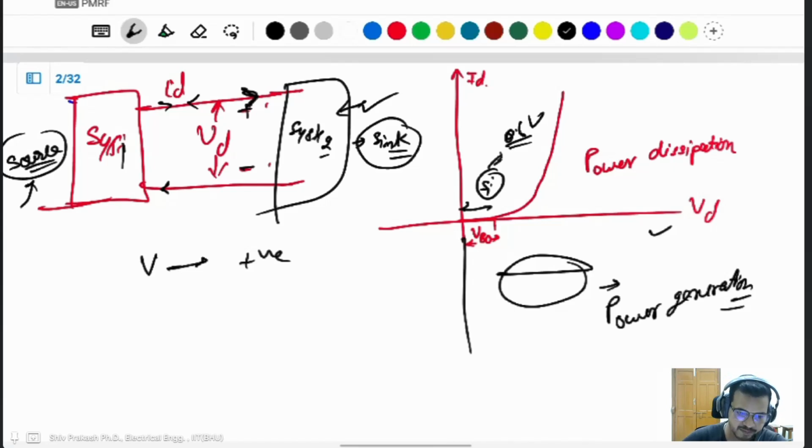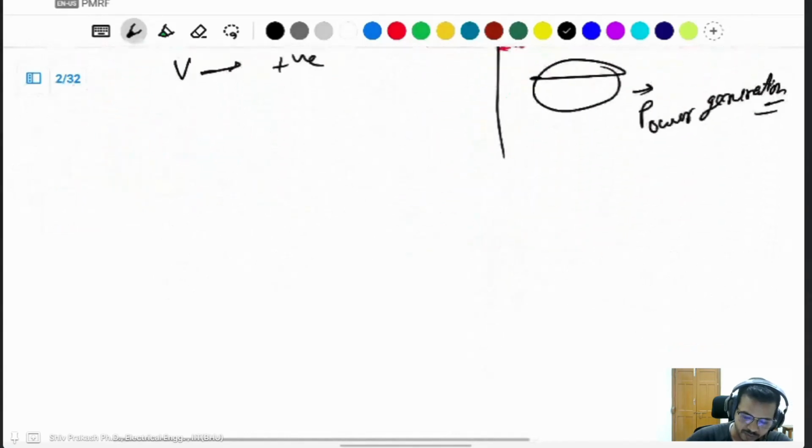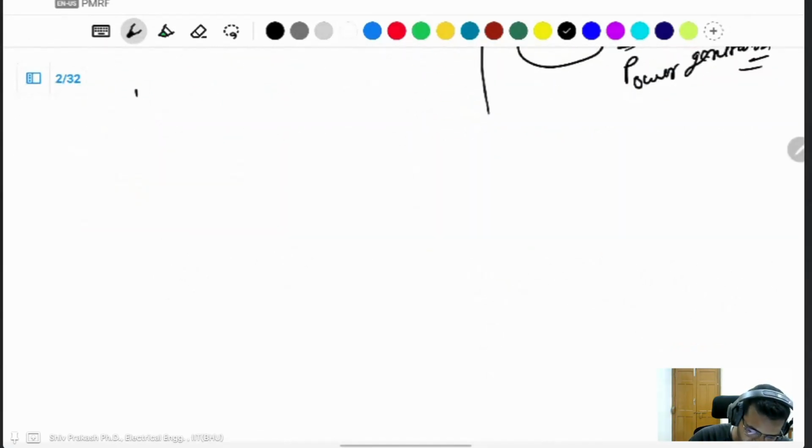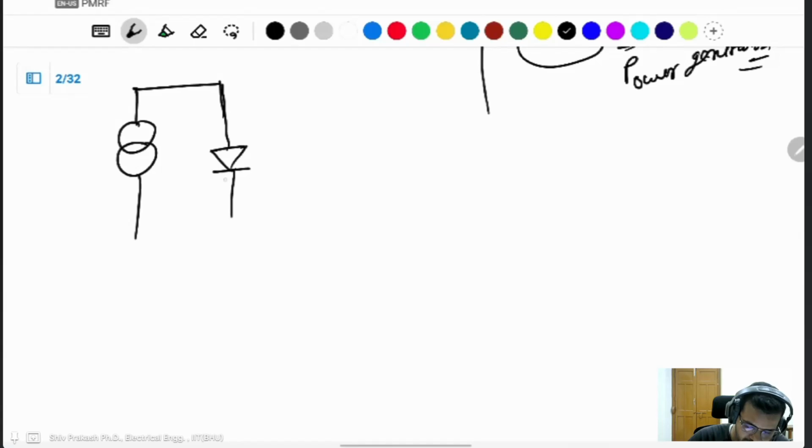Okay, thank you. A PV cell works like a constant current source and a diode, a PN junction diode, connected in parallel across it. That combination describes the nature of the PV cell. Like this, a current source and a diode. This is the equivalent circuit.